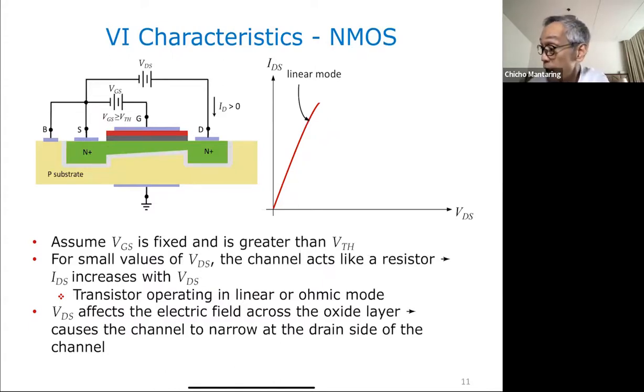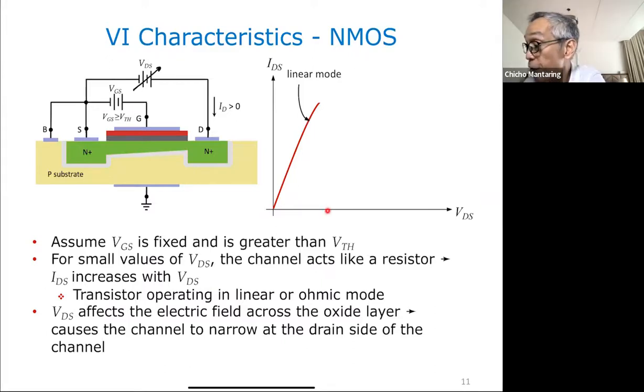So what we will do is we will apply VDS and we will vary the value of VDS. So let's start with VDS being equal to 0 and let's slowly increase VDS. So we know that when VDS is equal to 0, of course, no current will flow, and your channel is not going to be inclined, no? Your channel is going to be straight. The channel will be straight.